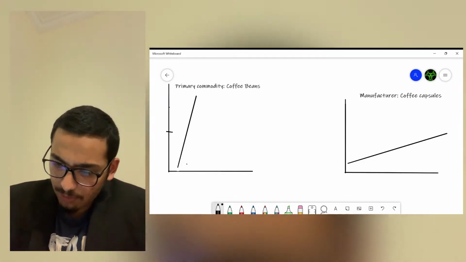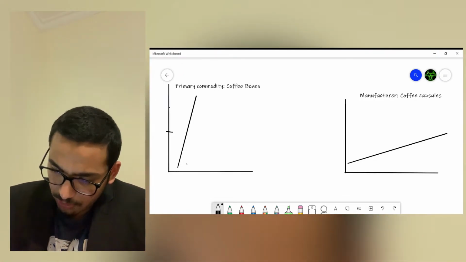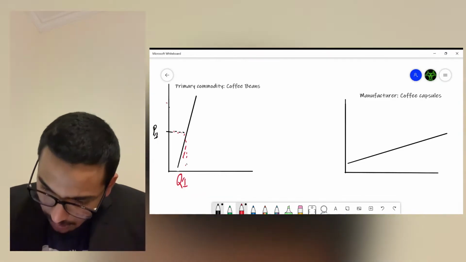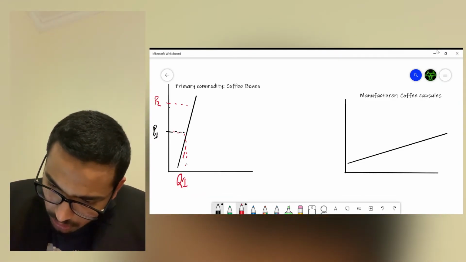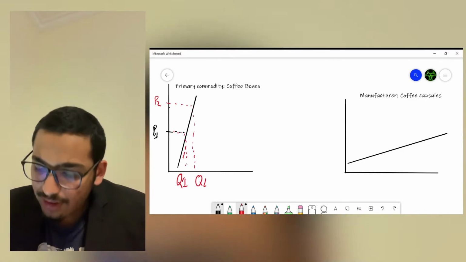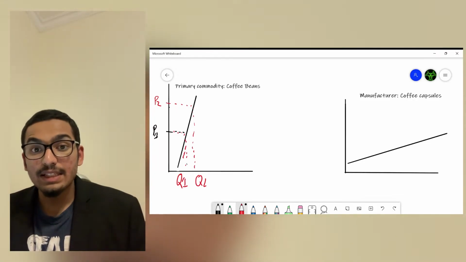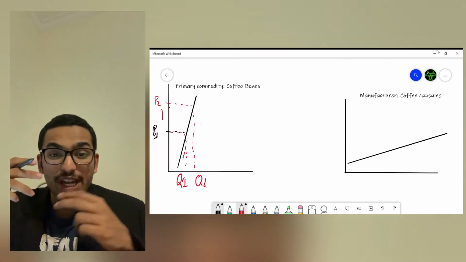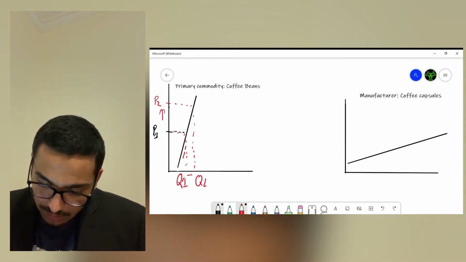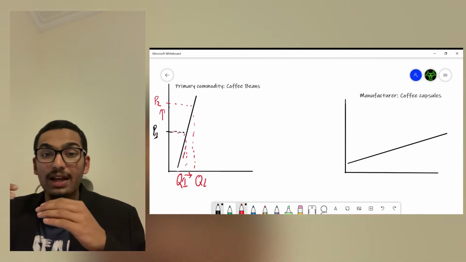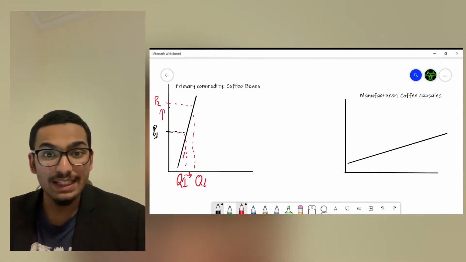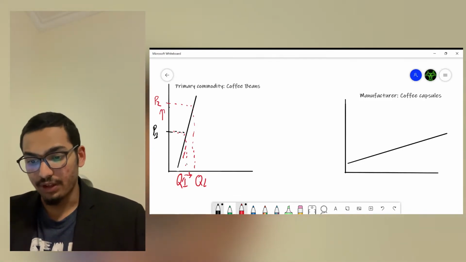So let's say for price 1, P1, you're getting Q1, and for P2, you're getting Q2, okay? And the way you can tell that a commodity is inelastic is because the change in price is greater than the change in quantity. As you can see here, the change in price is greater than the change in quantity, which means it's more inelastic. You have to wait for that time of the year.